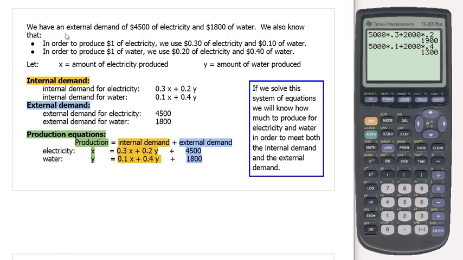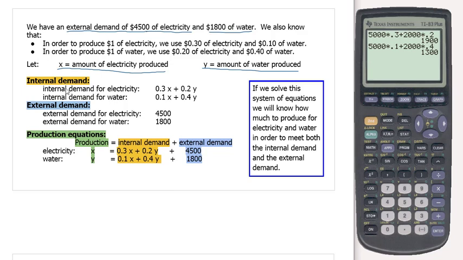This time we're given the external demand. We have an external demand of $4,500 of electricity and $1,800 of water. And what we want to know is how much do we actually need to produce in order to meet the internal demand and the external demand. So I'm going to let x be the amount of electricity produced and y be the amount of water produced.